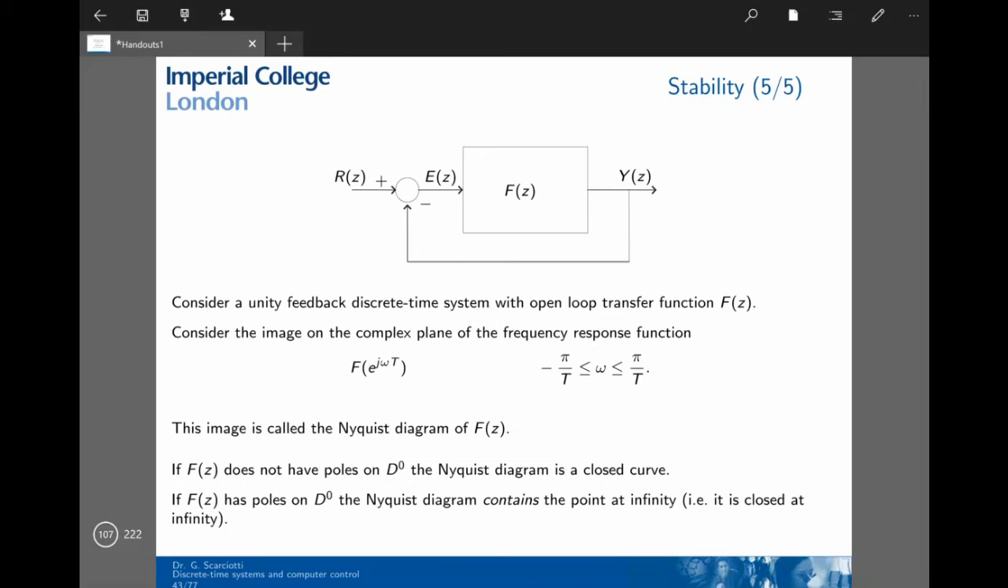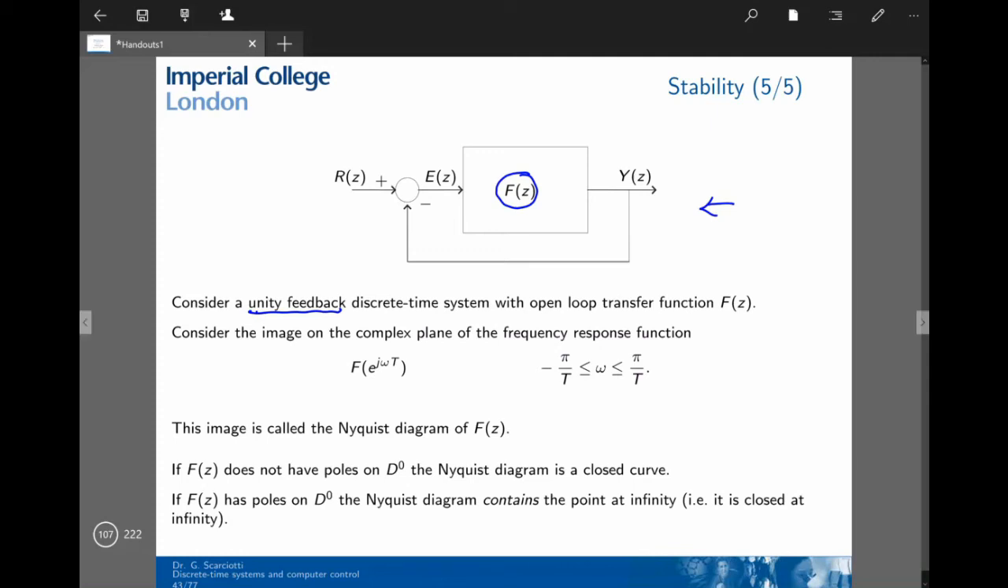To do so, we consider a discrete time system in open loop. So the f of z is the open loop. And then we close the loop and we consider, for simplicity, the case of unity feedback. So there is basically nothing on this branch of the loop. This is the type of systems that we are going to study.